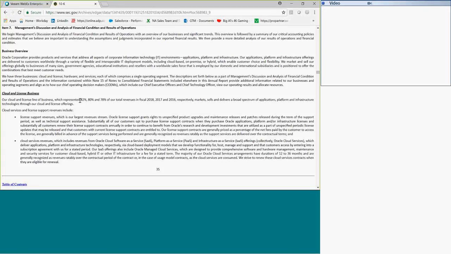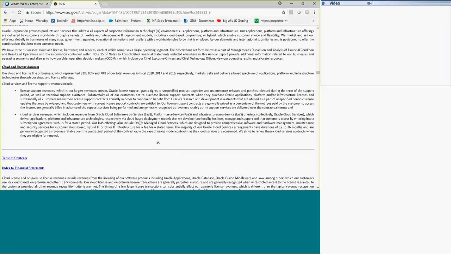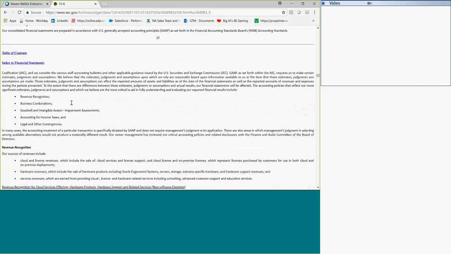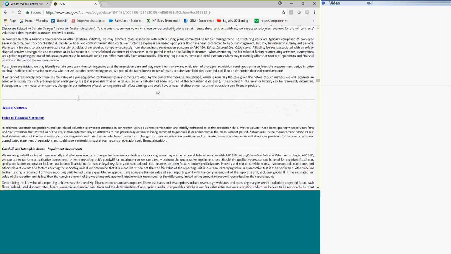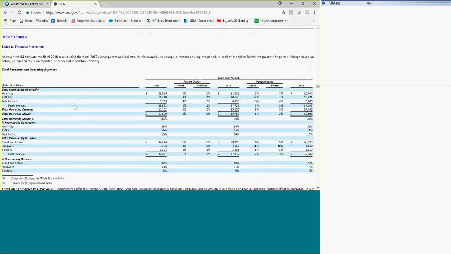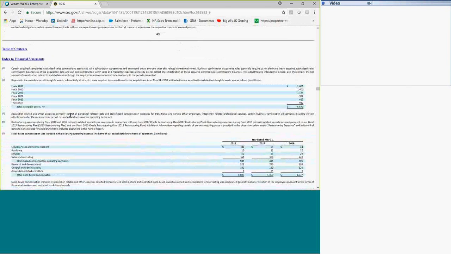In this case, you'll see they tell you about their cloud and license, hardware, and services businesses, each of which is a single operating segment. There's all kinds of information here about what each of them do and how each of them function. And then they often go into a lot more depth. That's the whole first section. I won't go into great depth, except that there's a lot of information, and it's a good way to get a primer on a company.